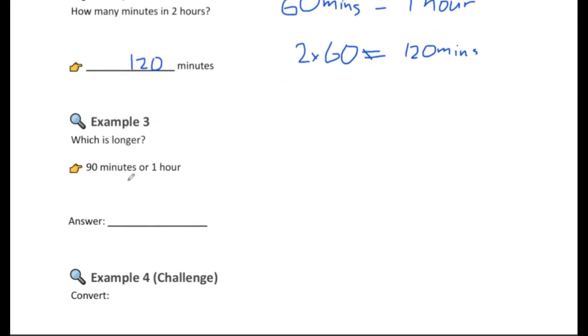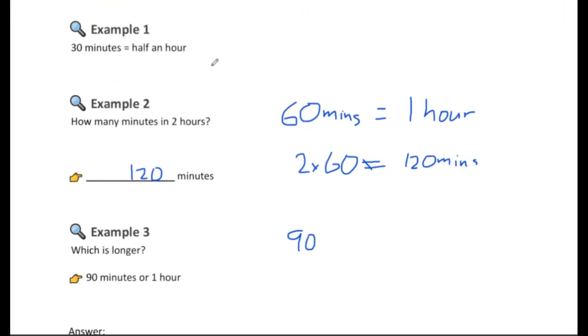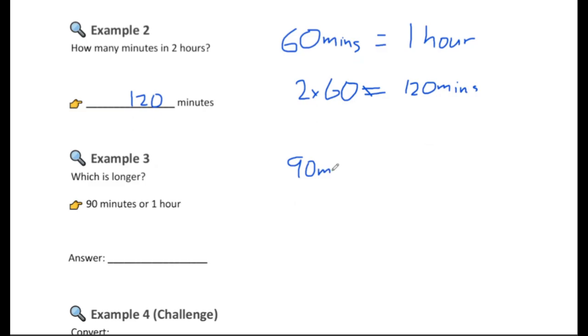Third example, which is longer, 90 minutes or 1 hour? So depending on how you want to do this, we need to convert both of these to be the same unit. So we either need to turn both into minutes or both into hours. So if we convert it both into hours, 90 minutes, using our understanding, 30 minutes is equal to half an hour. 90 minutes can be broken down into 60 minutes plus 30 minutes. So this is going to be 1 hour plus half of an hour, which is going to be 1.5 hours.